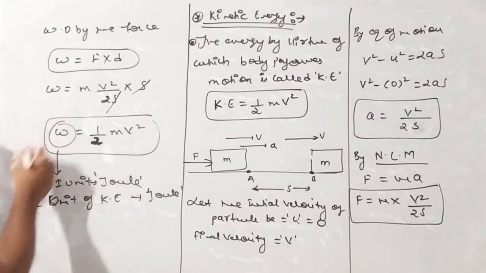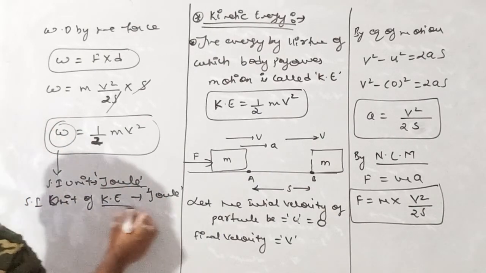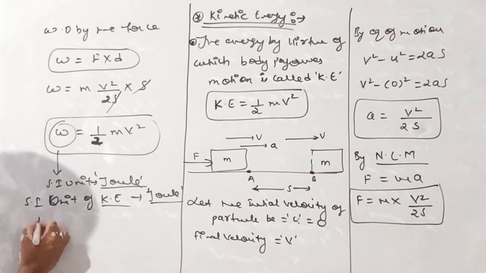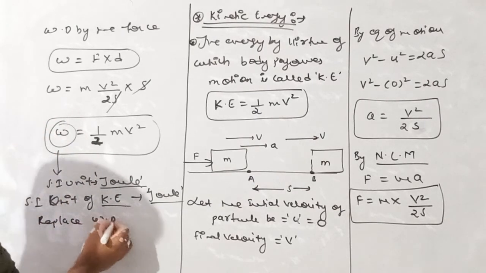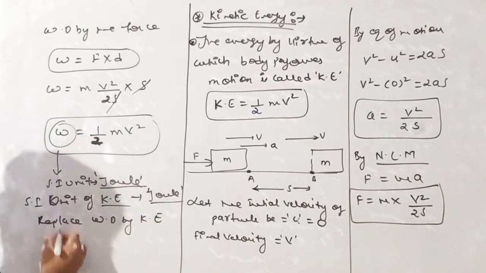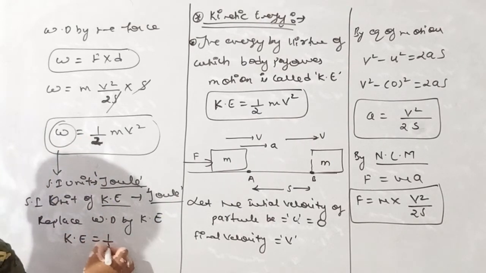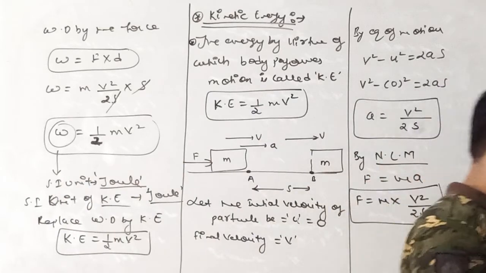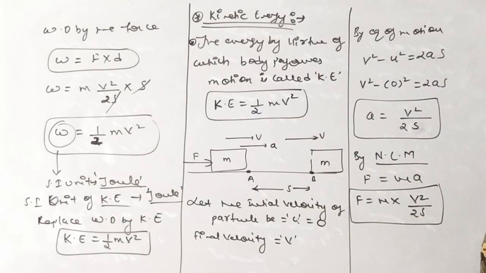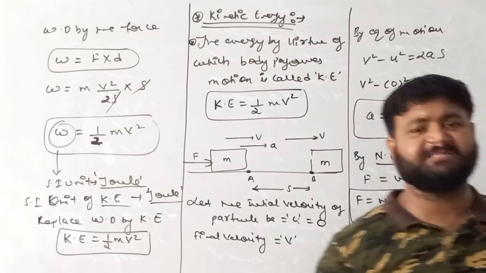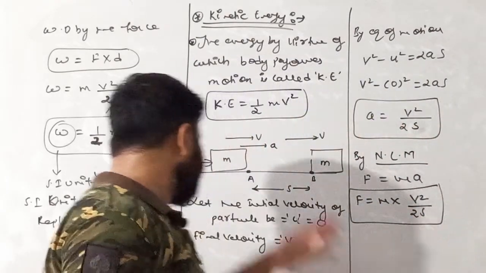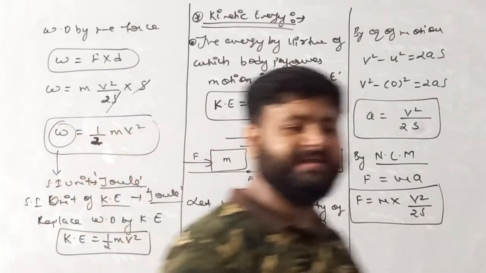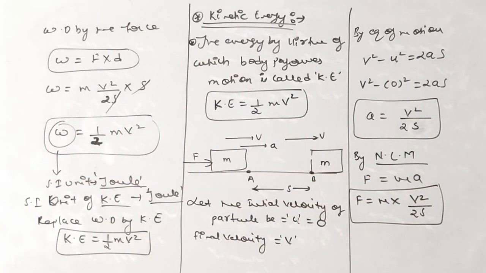So the SI unit of work done is joule and the SI unit of kinetic energy is also joule, so replace work done by kinetic energy. So we can write kinetic energy is equals to half mv square. This is the relation of kinetic energy if the body is moving under the action of a force F. So this is all about the relation of kinetic energy, that is half mv square. I hope you all understand it.